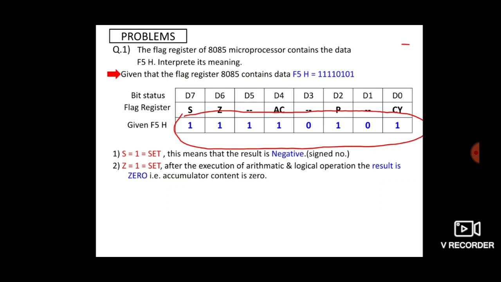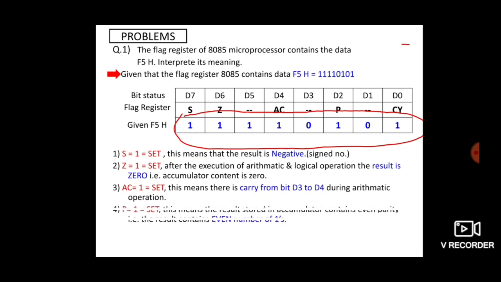Now next, the auxiliary carry flag. The auxiliary carry flag is also set because 1 is there in that column. So why is this flag set? Because during the arithmetic operation there is a carry from bit D3 to D4. So the auxiliary carry flag is set.